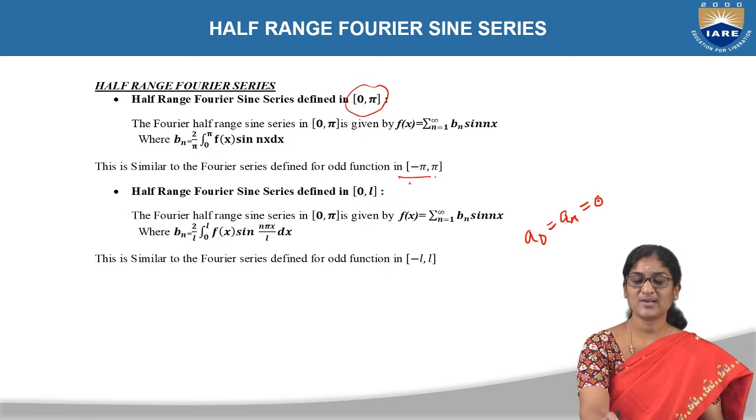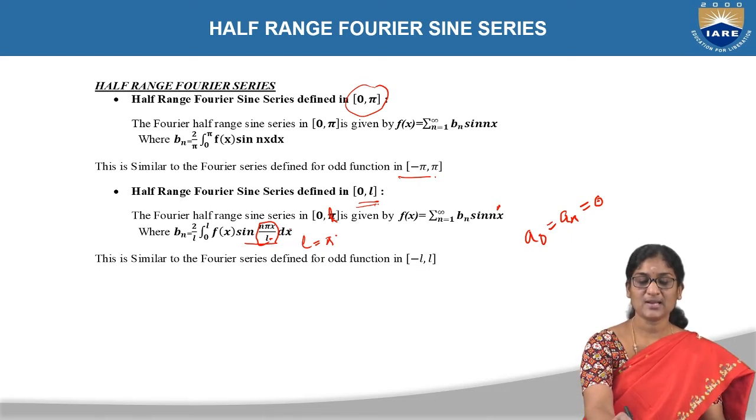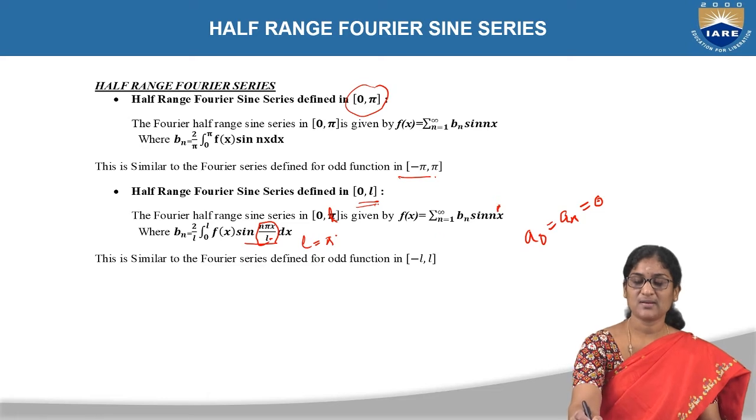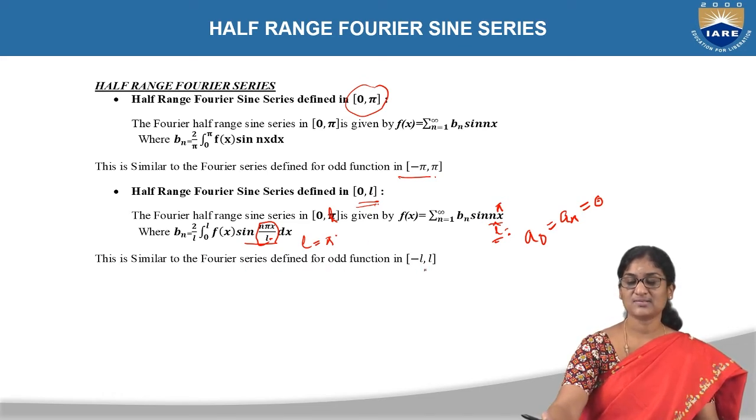So let's see what the formula is in the interval 0 to L. The half-range sine series from 0 to L is given by f of x is equal to summation n from 1 to infinity bn sine n pi x by L. This is the only difference, because if L is equal to pi, the pi and L will get cancelled and we are left with sine nx. The same thing we are doing here also: n pi x by L should be there. So this is similar to the Fourier series defined for the odd function from minus L to L.